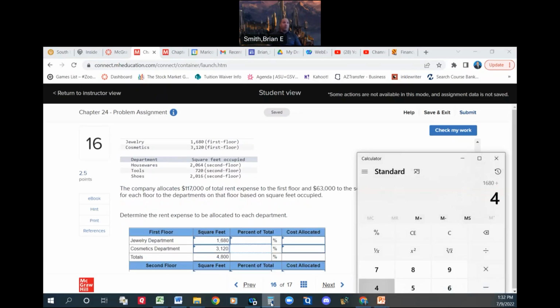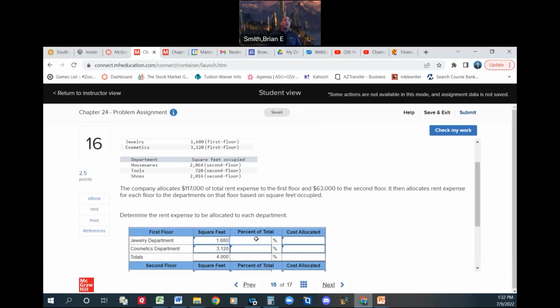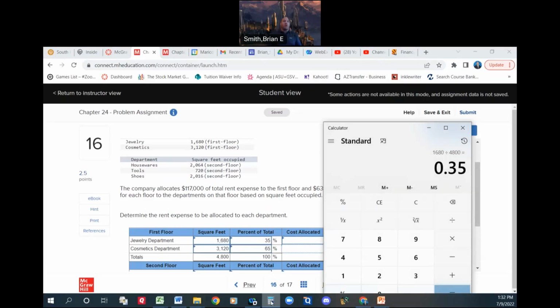1,680 divided by 4,800 square feet. Oops, I just wanted you to hit equals. I didn't want to do that. 35%. And since we're doing both of these, we know that the other is 65% because it equals 100. We're only doing the two. So let's go ahead and calculate that first one. 35% times 117,000. 40,950 is allocated to the jewelry department.